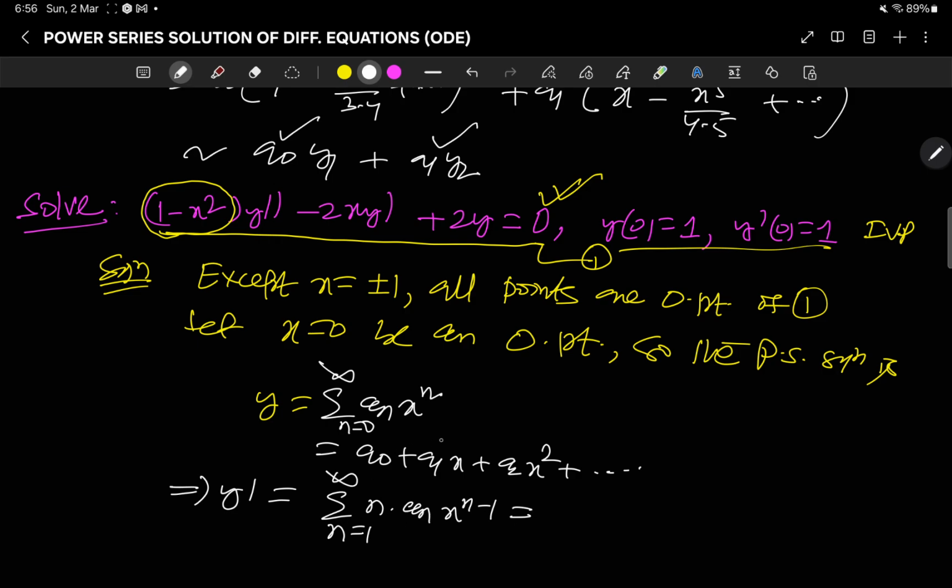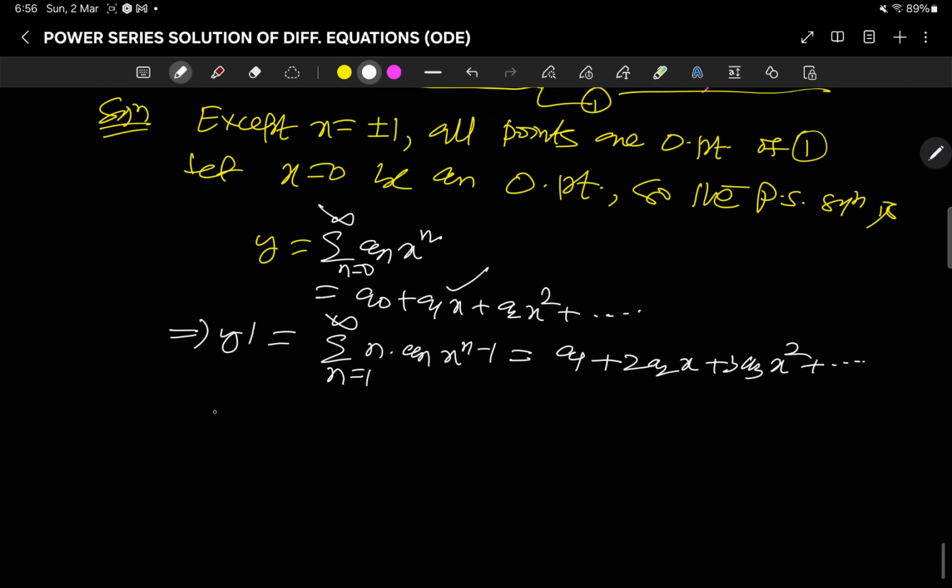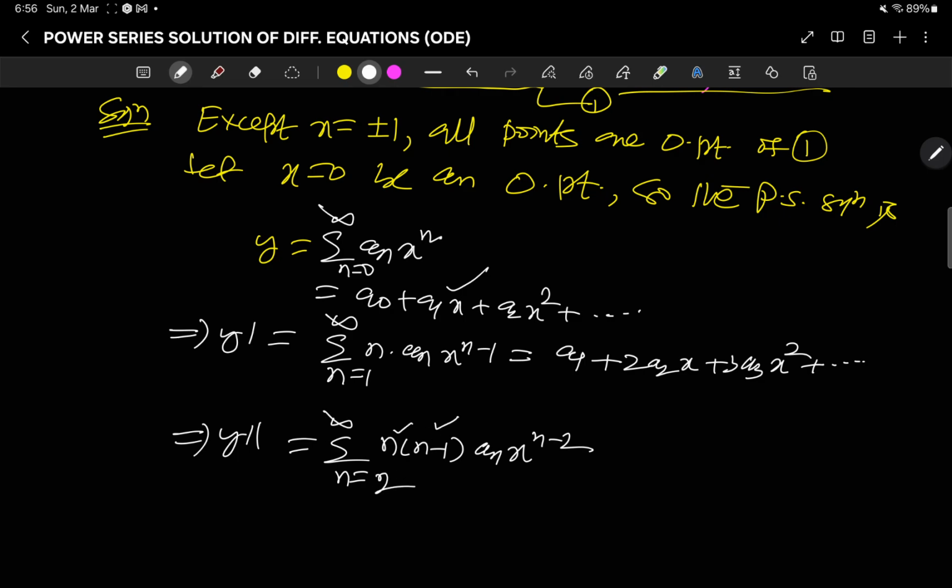Or if I directly differentiate it, it is a1 plus 2a2x plus 3a3x square plus like that. Then coming to y double dash, it is the summation for n equal to 2 to infinity of n into n minus 1 an x to the power n minus 2. So n equal to 0 and 1 are useless, so n is equal to 2 to infinity. If I open it, the derivative of this is simply 2a2 plus 6a3x, like that.